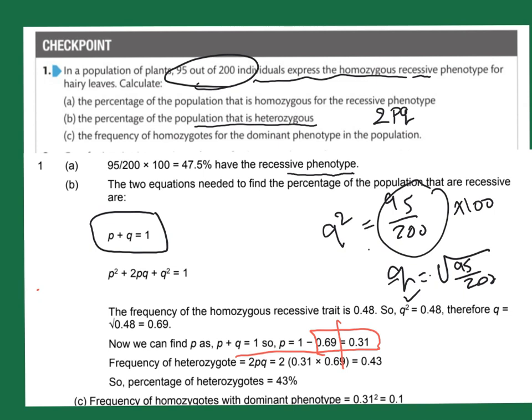And then he is asking about the percentage of the population that is heterozygous. So 2pq, you will get the value. C, frequency of homozygous for the dominant phenotype in the population. If you got the value of p, just square it and multiply it by 100, and you will get its percentage.